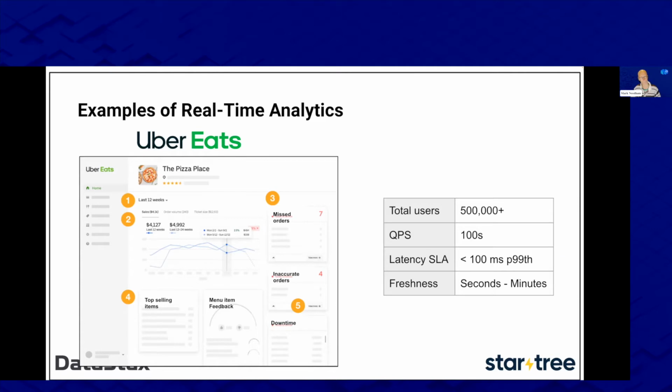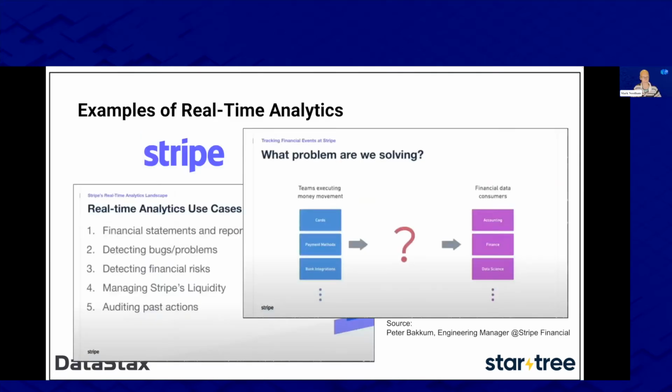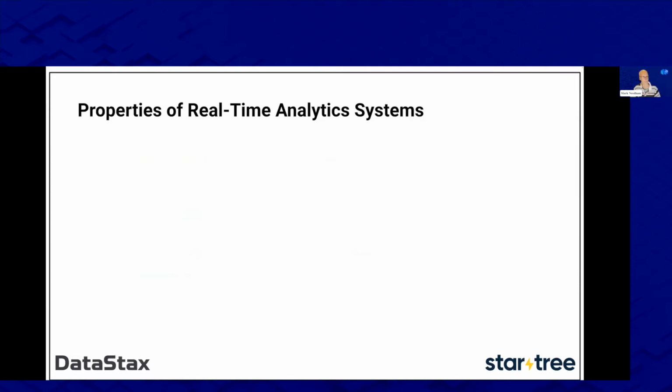So we'll do Uber Eats as well. The idea here is I've got this dashboard. Say I'm running a restaurant on Uber Eats, and I want to be able to see what my sales are and what my top selling items are. Is there any feedback on the menu? But most interestingly here is missed orders or inaccurate orders. And if we can see those in real time, then it allows us to take a useful real-time action. So let me get a coupon out to those people whose order we missed, or let me go and apologize to them, or something like that. And then Stripe is another one as well, using this for financial data. But let's skip through to here.